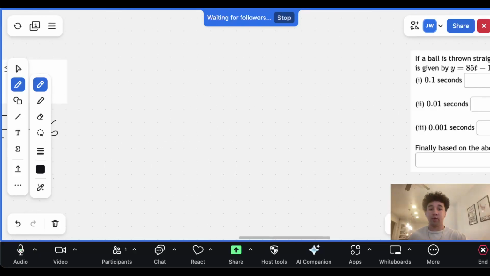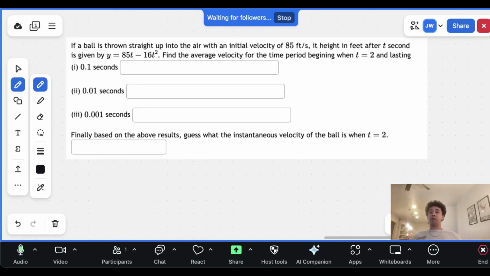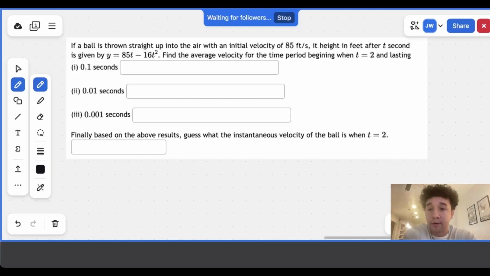All right, moving on to the last question here. Okay, we got somewhat of a word problem here. If a ball is thrown straight up into the air with an initial velocity of 85 feet per second, its height in feet after t seconds is given by y equals 85t minus 16t squared. Find the average velocity for the time period beginning when t equals 0 and lasting 0.1 seconds, 0.01 seconds, and 0.001 seconds.